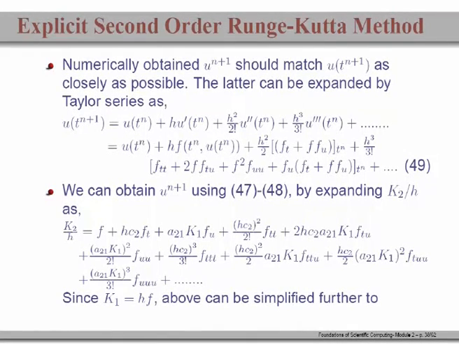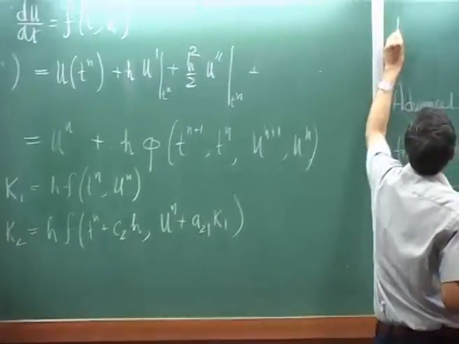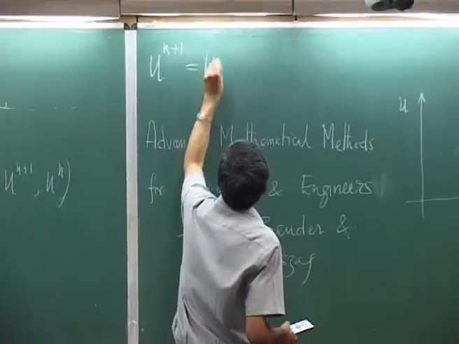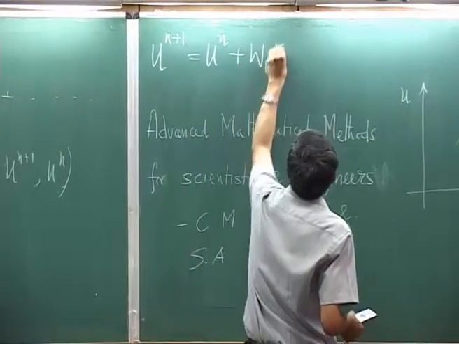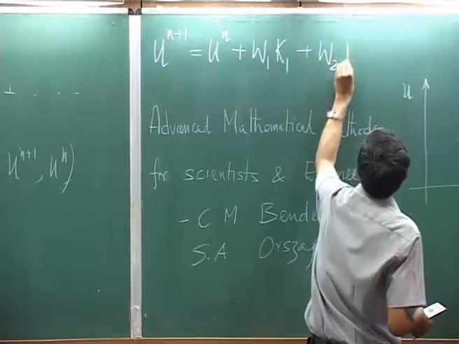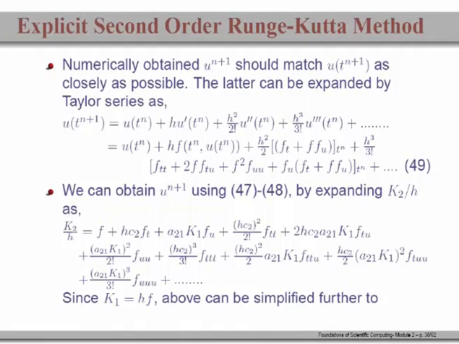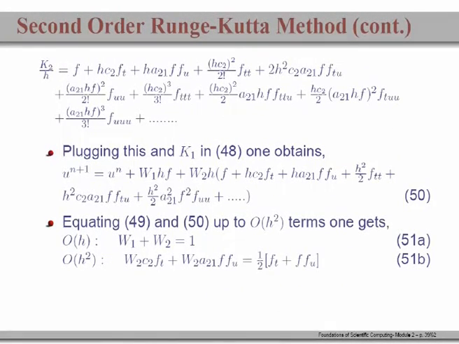So, basically you have this k 2 by h, and then finally what you need to do is write this as w 1 k 1 plus w 2 k 2. You have this expression for k 1 and k 2, and then you keep using that information in terms of u and f, and this is what you get. U n plus 1 should be u n plus w 1 into h f plus w 2 into h, and these are those expressions that we have written down. The Taylor series expansion of that, expanded at t n, would give you this whole set of terms.